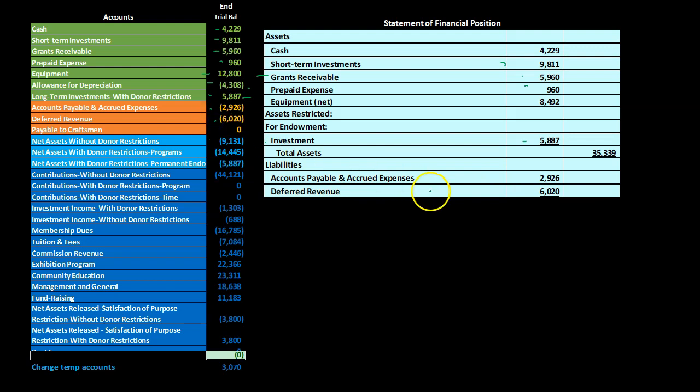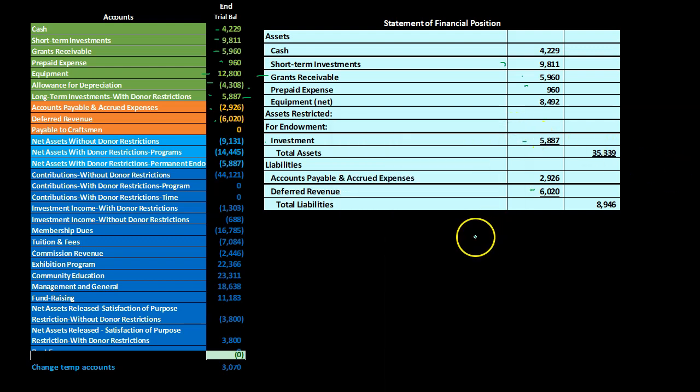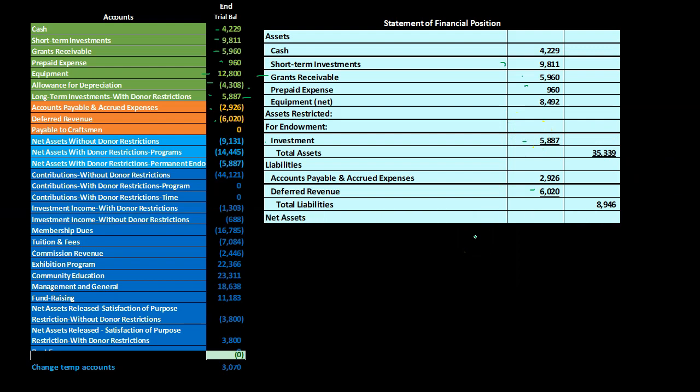Then we have the deferred revenue, same system. Then we're going to be summing those up in the outer column, that being the 2926 plus the 6020, giving us the 8946 in the outer column for the liabilities. Finally, we have the amount or the area that's most different, that being the net assets, what would be an equity section in a for-profit organization.